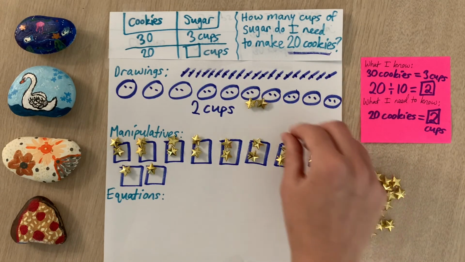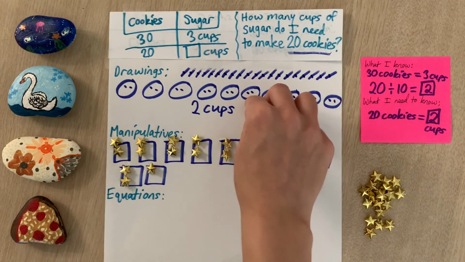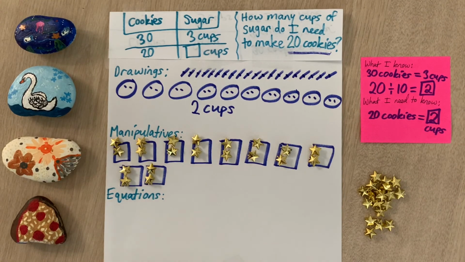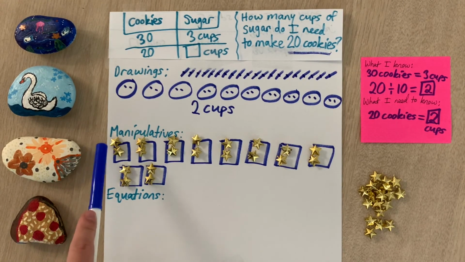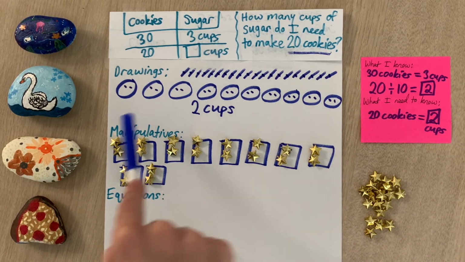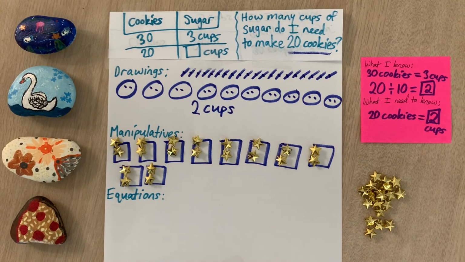Okay, so we can see that these are all equal groups, and that's because they have the same amount of stars in each one. The first group has 2 stars, the fourth group has 2 stars, the second group has 2 stars, the 10th group has 2 stars. All of these groups, all 10 of these groups, have 2 stars. So they're all equal groups.